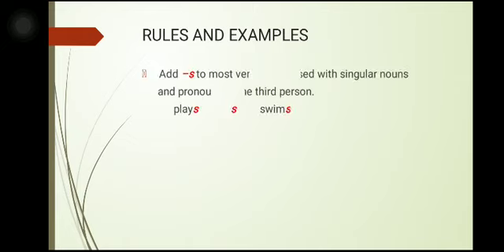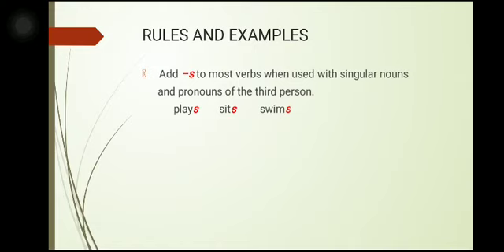Rules and examples. Let us see the first one, as we already discussed in the earlier slide. Add s to most verbs when used with singular nouns and pronouns of the third person. Here play will become plays, sit would become sits, and swim would become swims. Now where shall we use this? With singular nouns, okay? Singular nouns are those nouns which you can count, one. And plural nouns are many. Of course, you can count plural nouns as well, but plural noun means more than one.